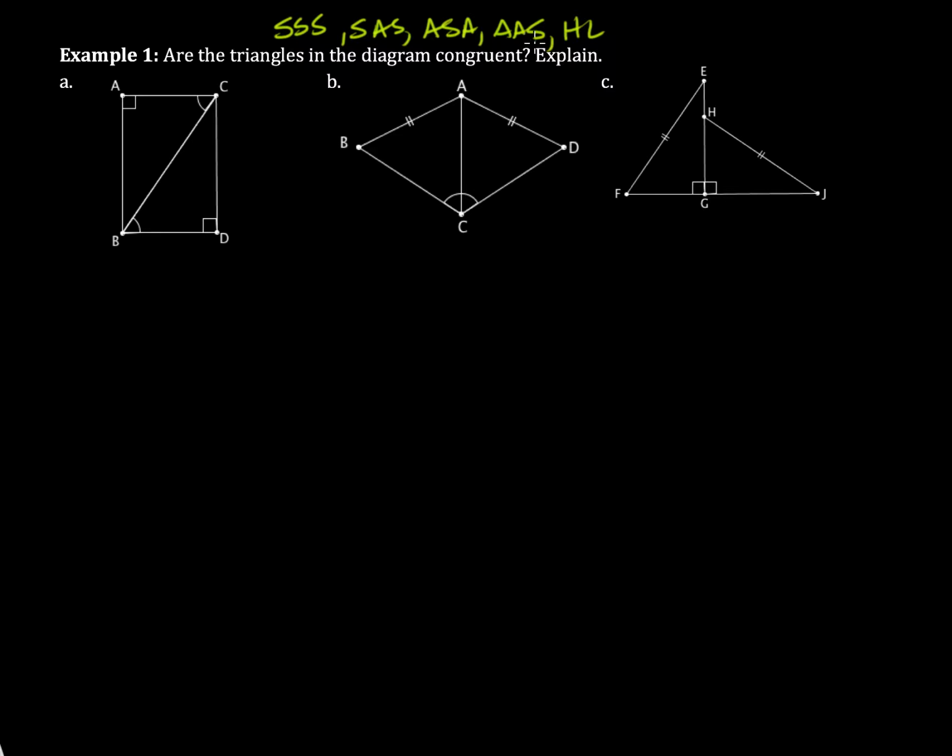In part A, you'll notice that we have two right triangles. So I can maybe think about HL being a possibility. But let's look at what we have as congruent. Let's see if it is HL, or if maybe it's one of the others, or maybe it's none of them.